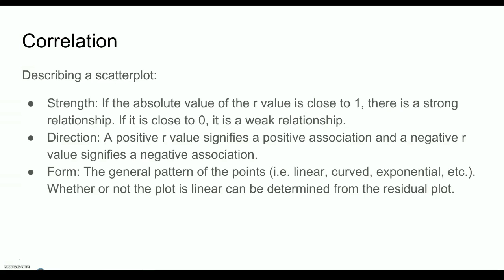The second is direction. A positive R value signifies a positive association, and a negative R value signifies a negative association. Keep in mind that a positive association means that Y tends to increase as X increases, and a negative association means that Y tends to decrease as X increases. The third is the form. The form is the general pattern of the points, which can be linear, curved, exponential, or anything else. Whether or not the plot is linear can be determined from the residual plot.